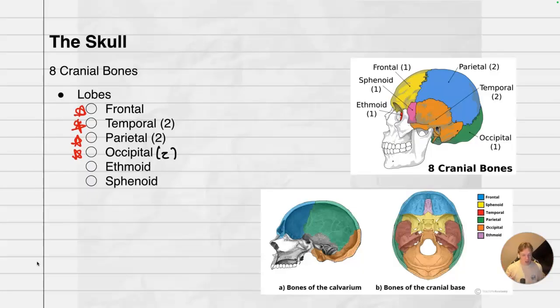Our fontanelles, as we talked about earlier, these joints that eventually get closed in by bones, follow these kind of weird suture lines right here. So that's where all those little fontanelles exist, and then they fill in and cause those weird suture lines later on as we get older.